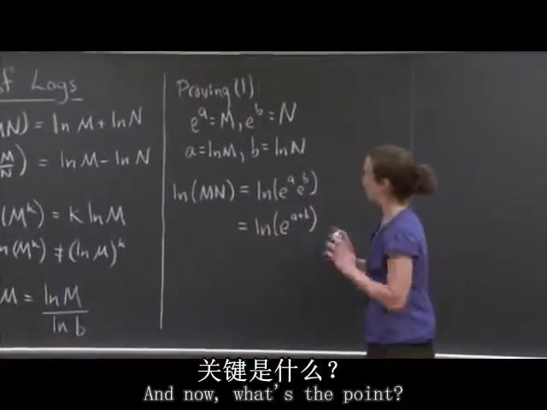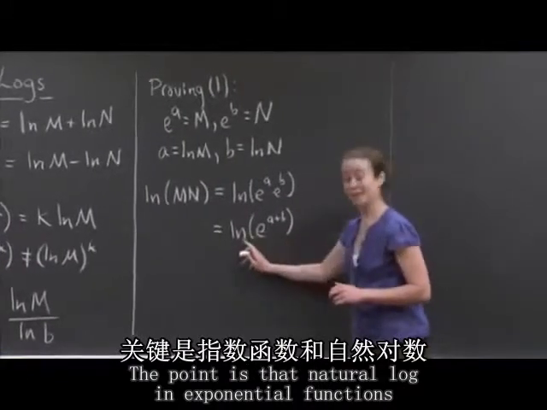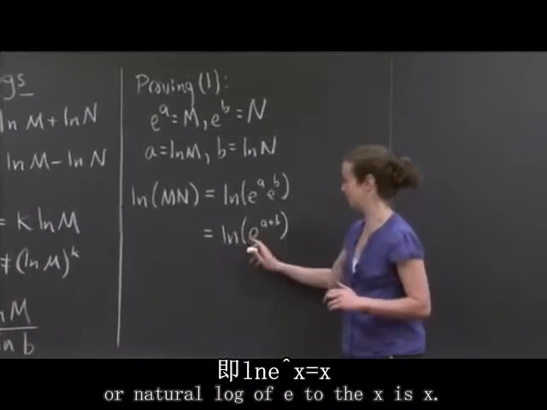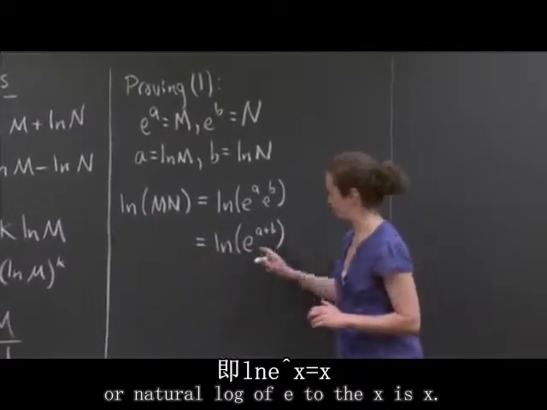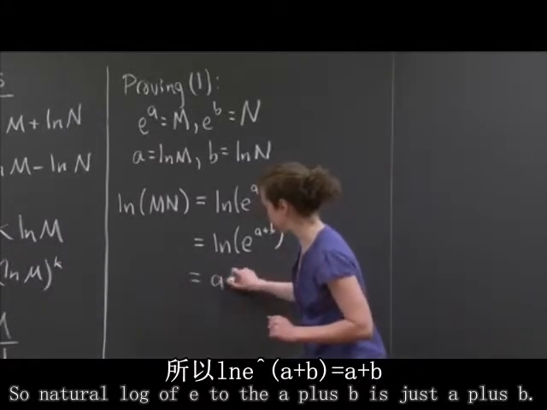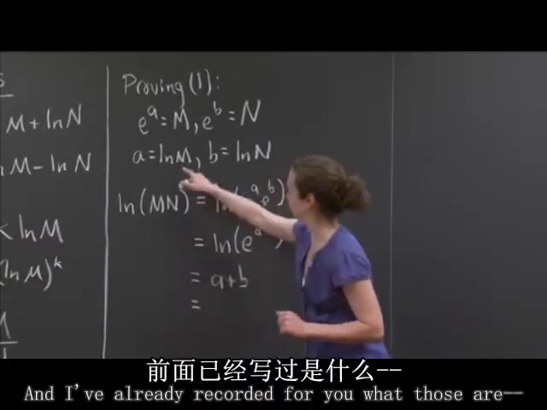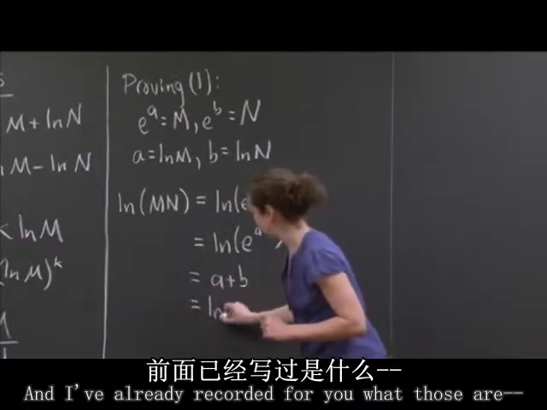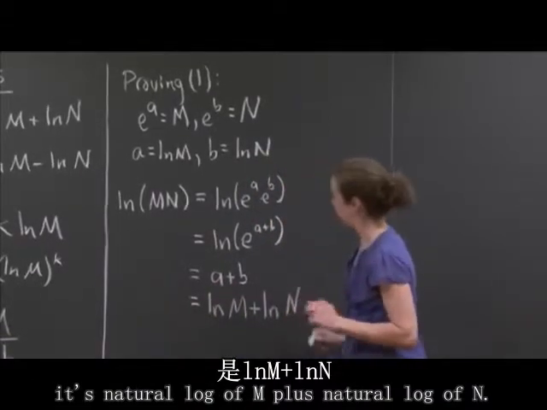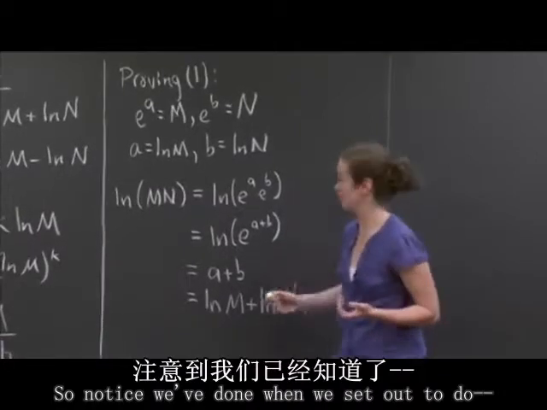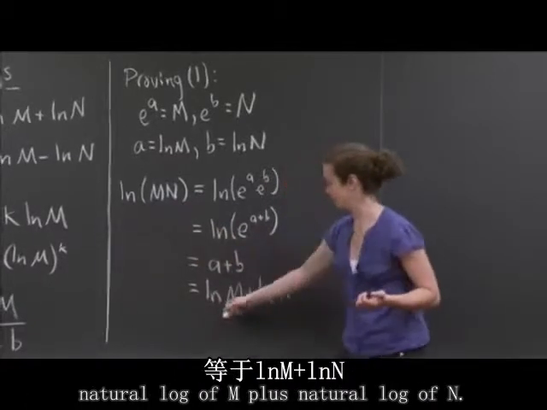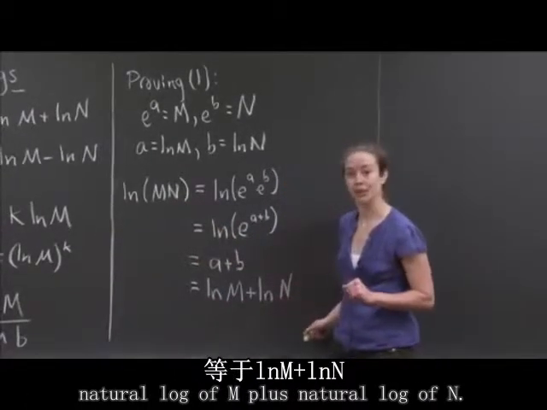And now, what's the point? The point is that natural log and exponential functions are inverses of one another. So natural log of e to the x is x. So natural log of e to the a plus b is just a plus b. And I've already recorded for you what those are. It's natural log of m plus natural log of n. So notice we've done what we set out to do. Natural log of the quantity m times n is equal to natural log of m plus natural log of n.